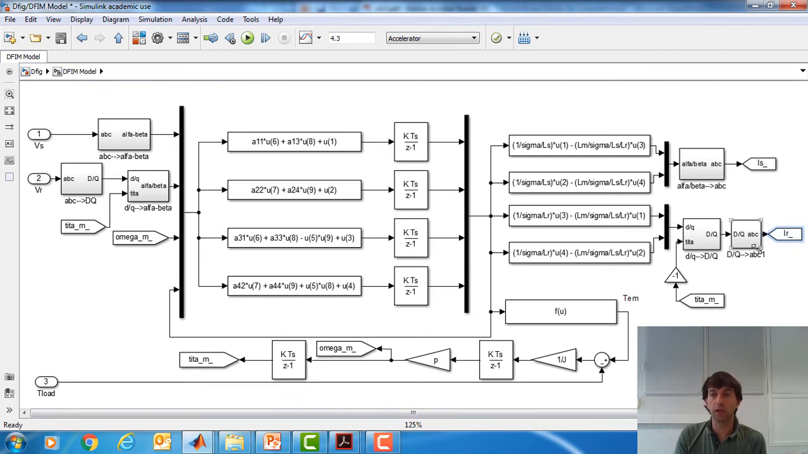I think that now is correct. This is rotor current. Yes, alpha beta. We need to subtract, therefore we need the minus, and this is dq and abc. Yes, I think that everything is correct.